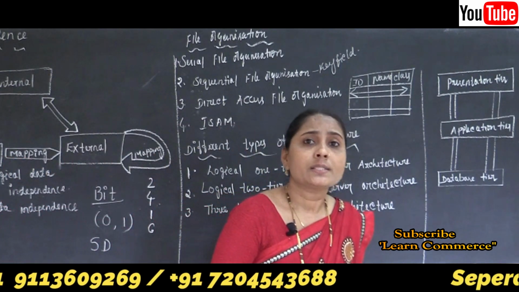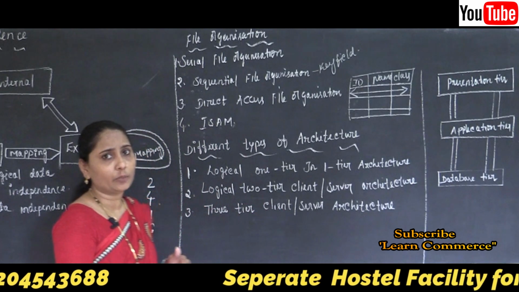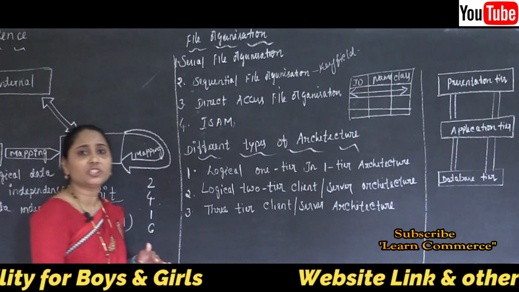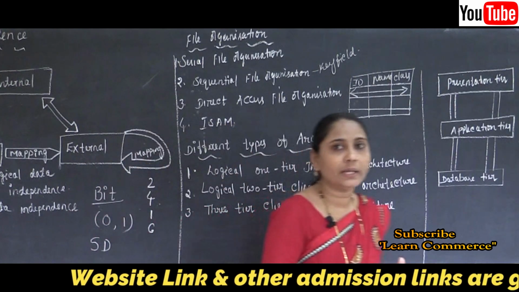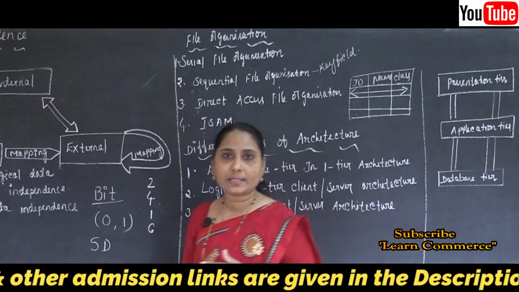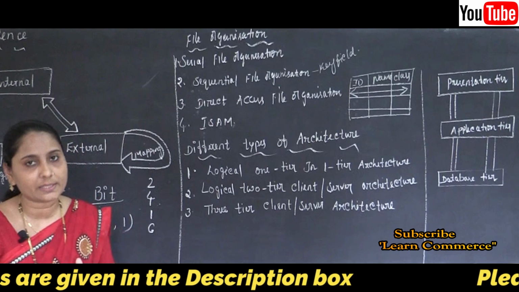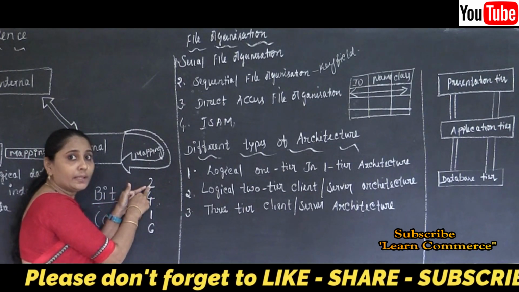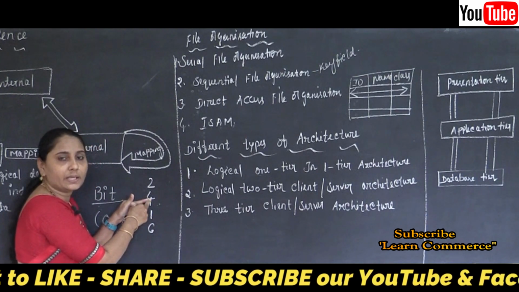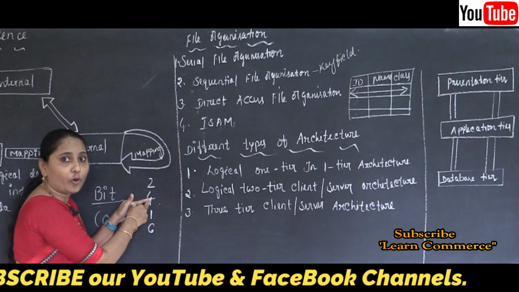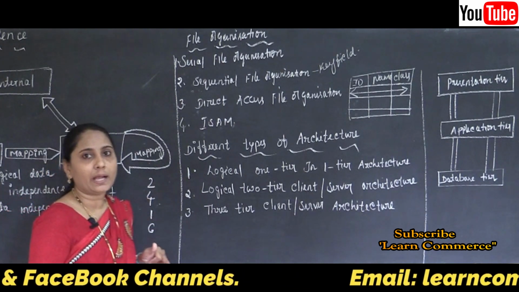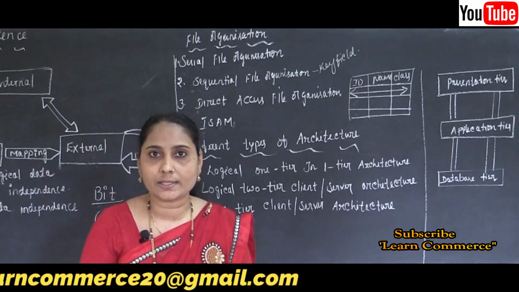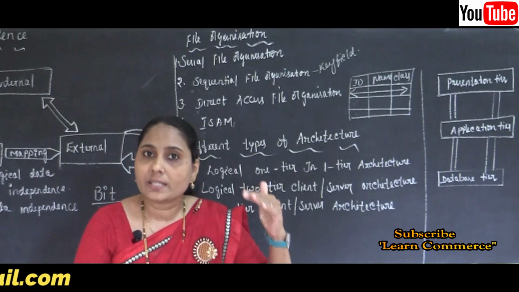Now let's look at some of the advantages and disadvantages. In the case of serial file organization, it provides advantages like fast access to the next record in sequence. Maybe after accessing record number 2, if you want to access the next record, maybe record number 4, you can access it very quickly, one after another. So, fast access to the next record in sequence.